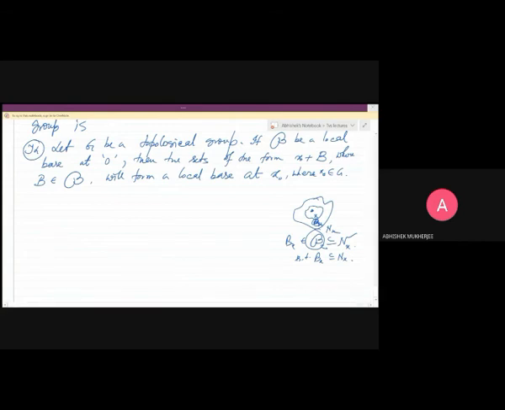So that means we need to show that. So what will be the proof? Left as an exercise.